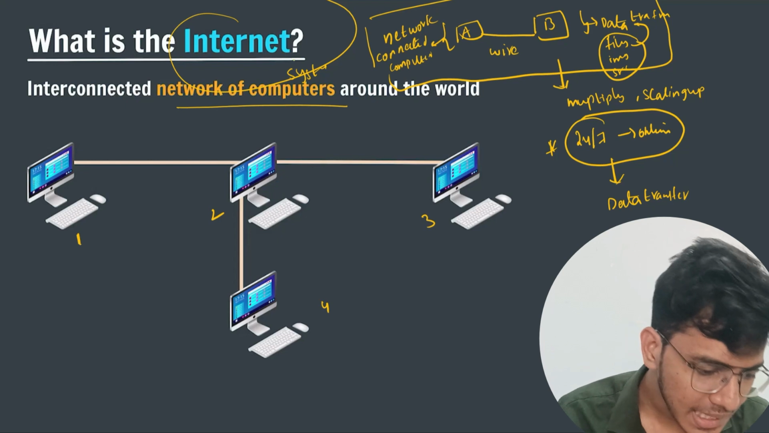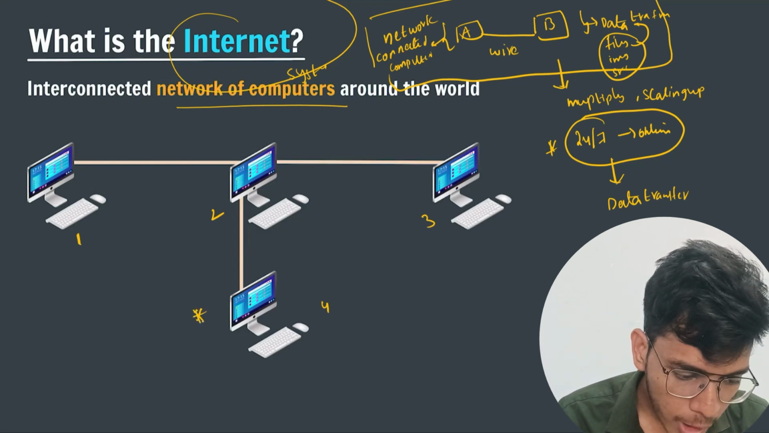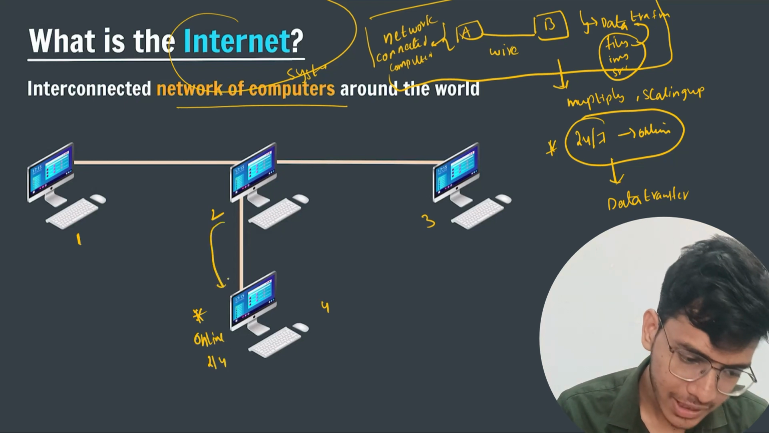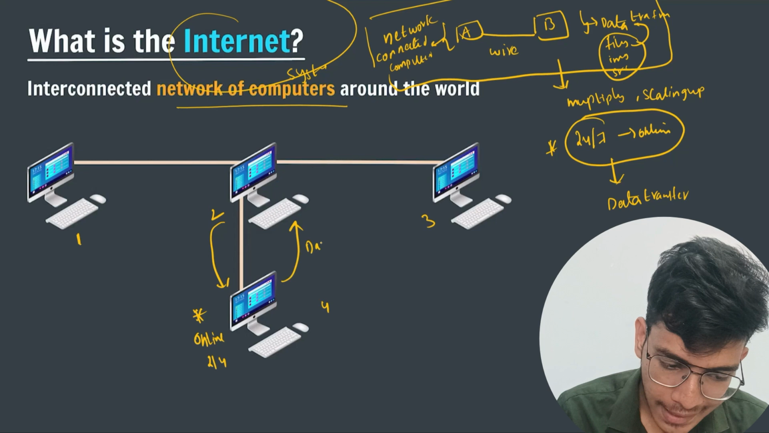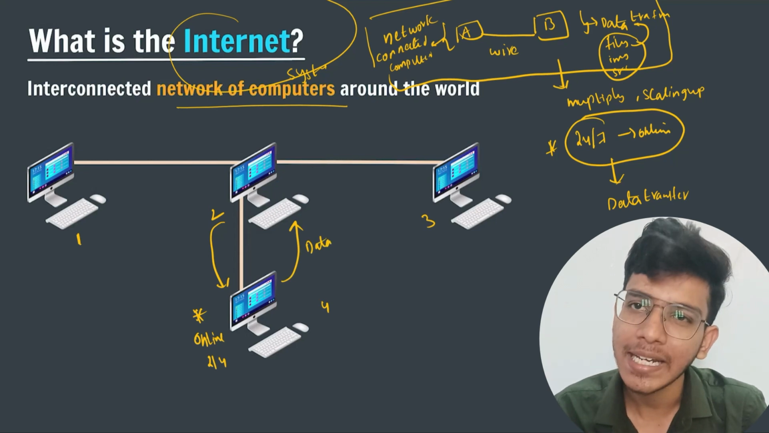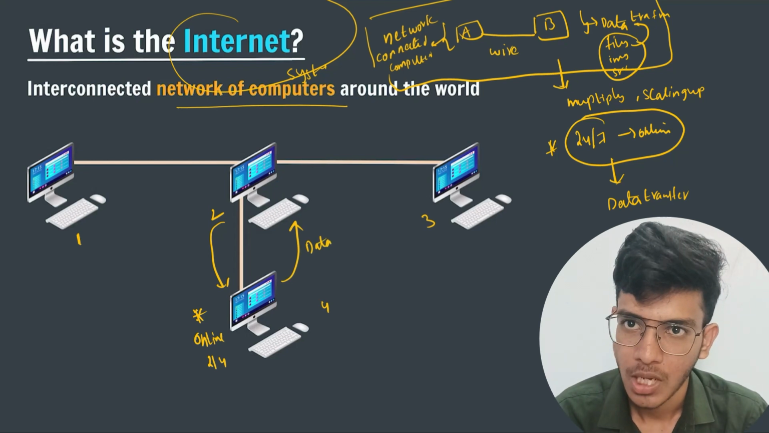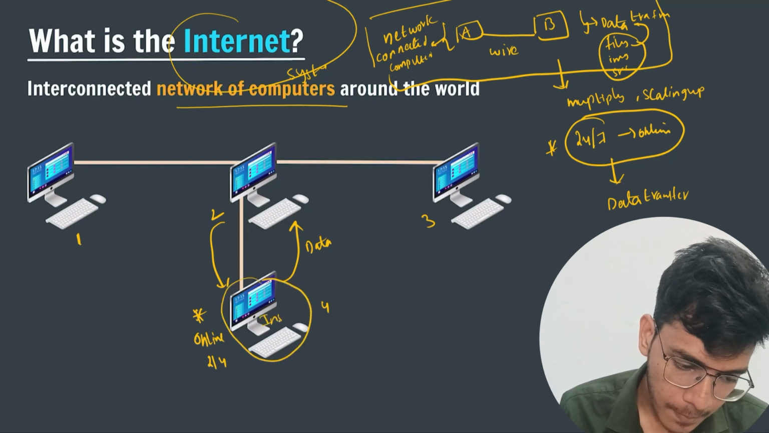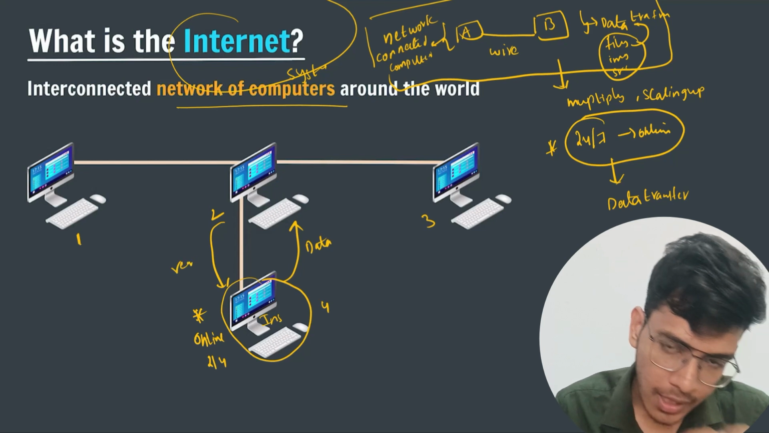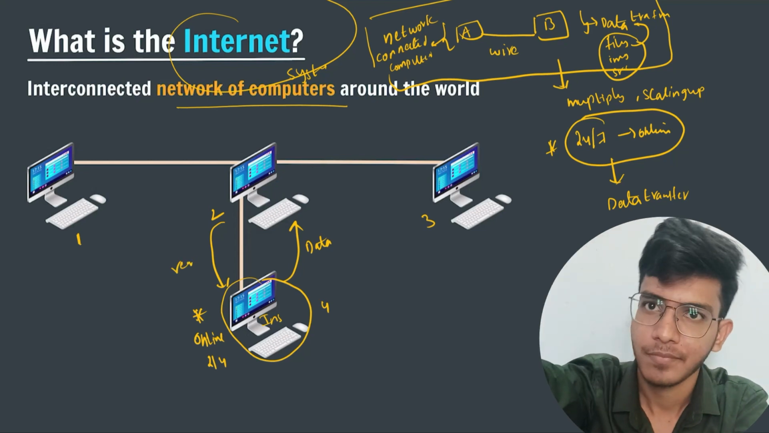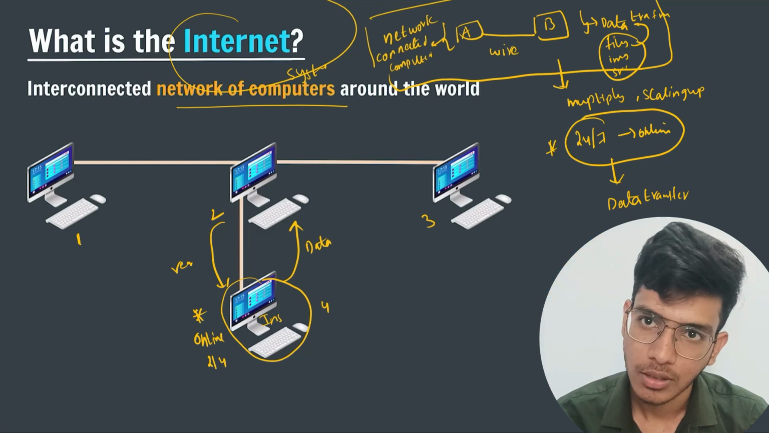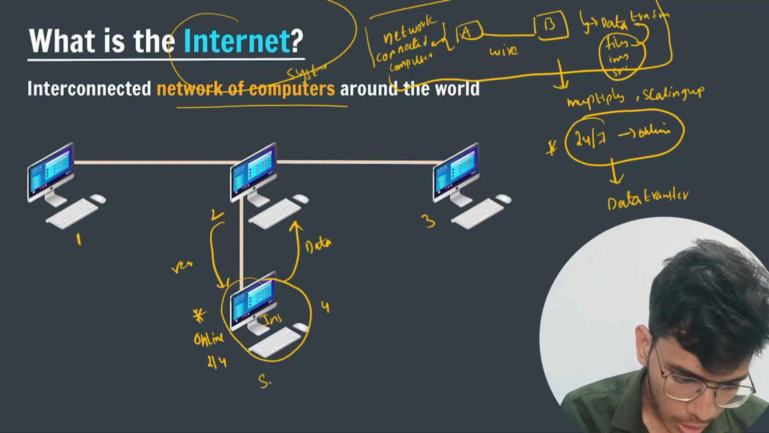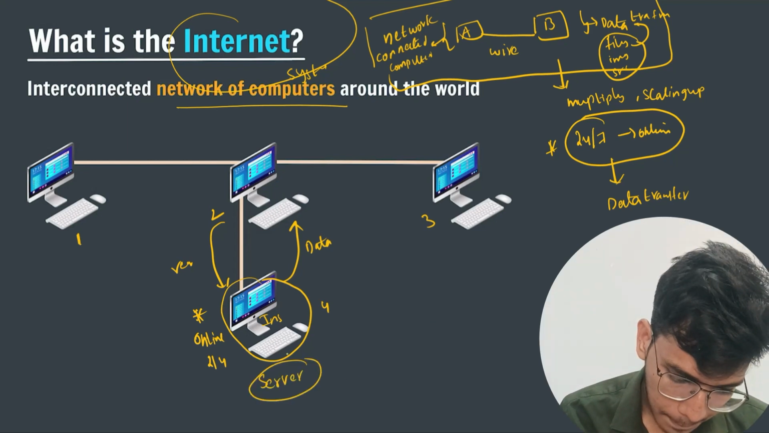For example, let us say this is a computer, and this computer is online 24/7, and whenever a request comes in, it gives some data in return. It is transferring some data from itself. This computer stores some data in itself, and whenever a request comes in, it gives something in return. That kind of computer we call a server.